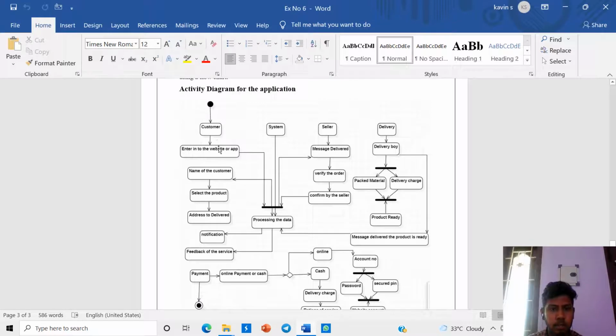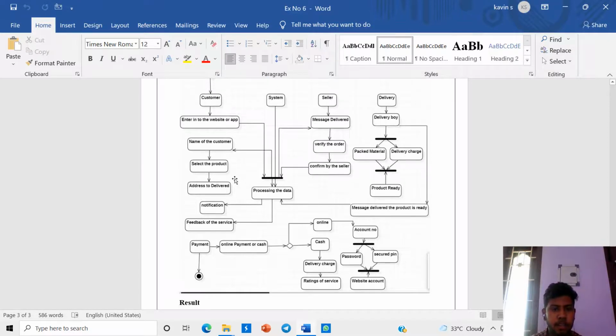This is the flowchart of the online classifieds site like OLX.com. A customer enters the website, the system processes the data, and it asks the customer for their name, the product selection, and the address for delivery. After this, the system delivers the message to the seller, who verifies the order and confirms it to the system. After that, it goes to the delivery boy.